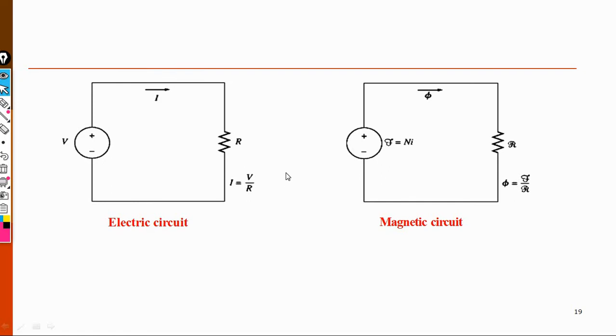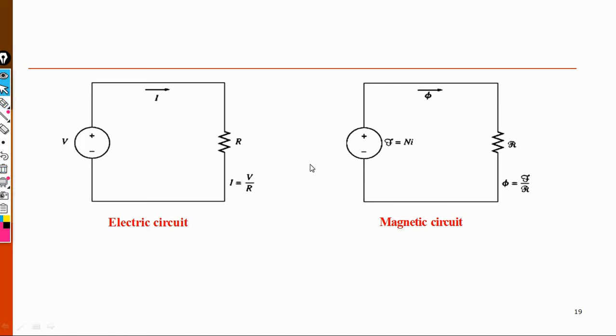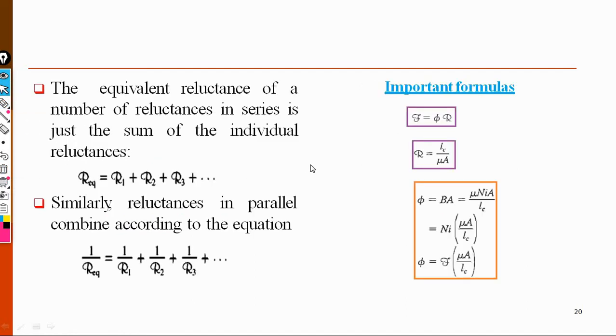Now this is the circuit diagram of electric circuit and magnetic circuit. I have already explained, voltage is connected across resistance, and current I is equal to V by R. That means in this circuit current is always flowing, and in this circuit flux is always flowing, whose symbol is phi. Now this is the important difference between electric circuit and magnetic circuit.